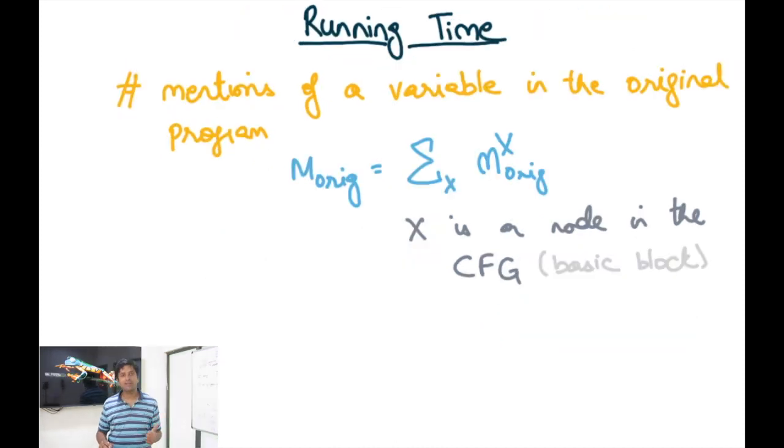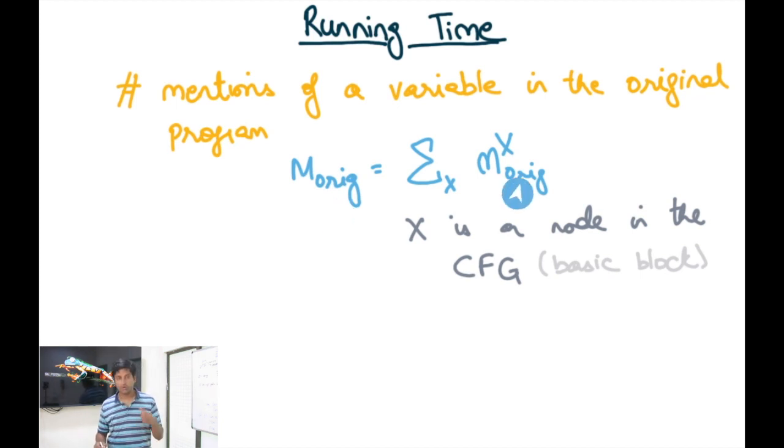So what is the running time of this algorithm? It's not okay to just count the number of DFS traversals, because within each DFS traversal we may be doing a non-constant amount of work, which we are. To talk about the running time of this third step of translation to SSA, we count the number of mentions of a variable, where a mention includes both a use or a def of a variable in the original program.